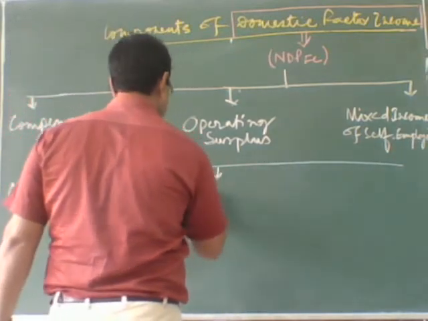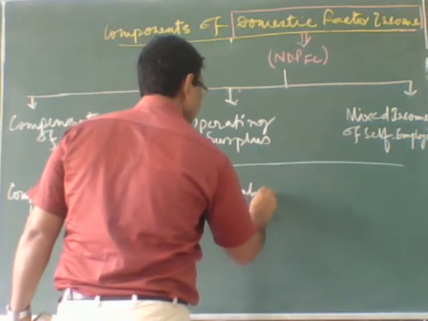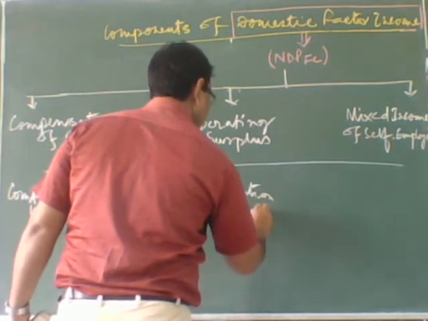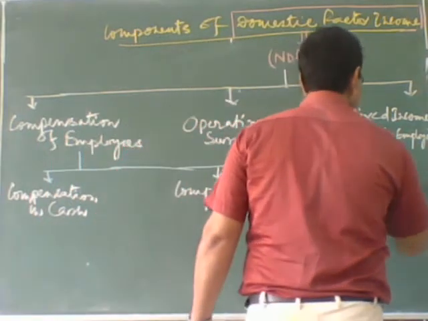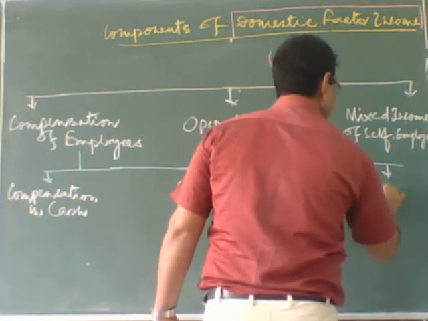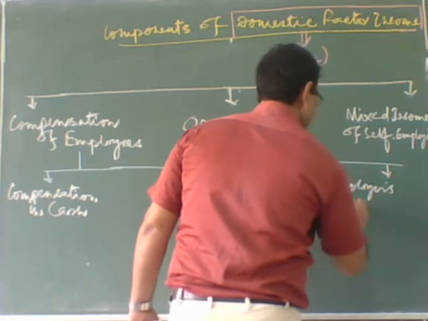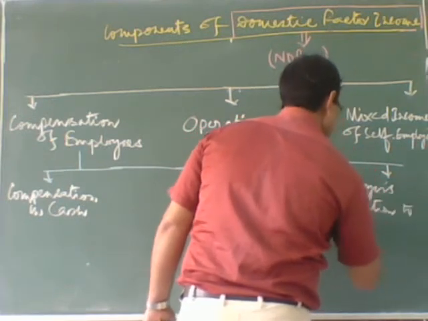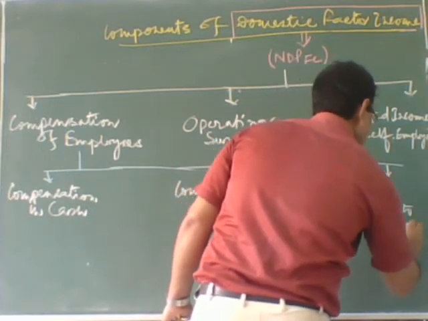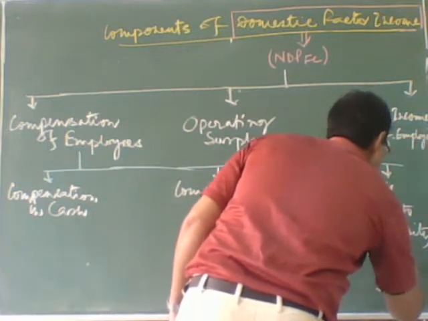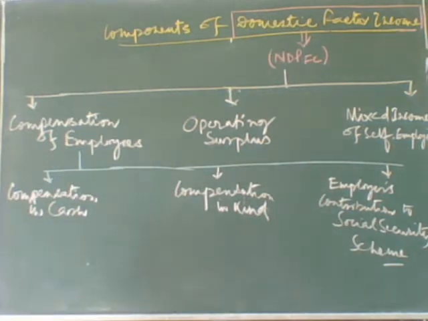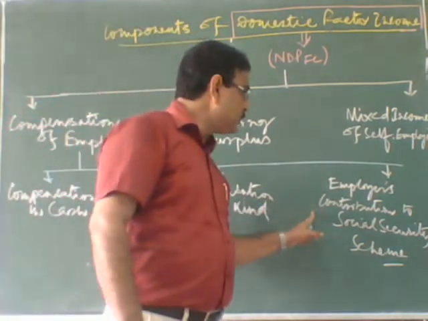Number two, compensation in kind. And number three, employers' contribution to social security scheme. These are the main subcomponents of compensation of employees: compensation in cash, compensation in kind, and employers' contribution to social security scheme.